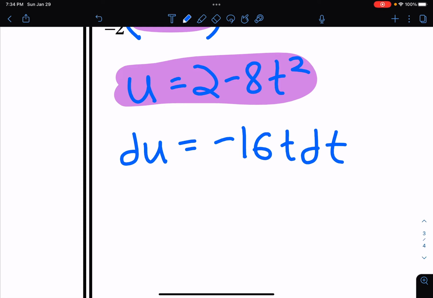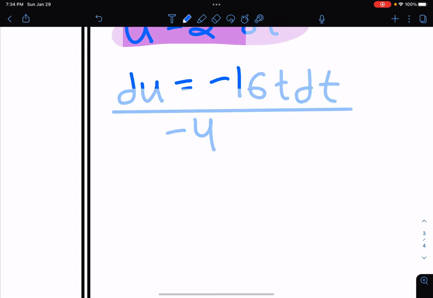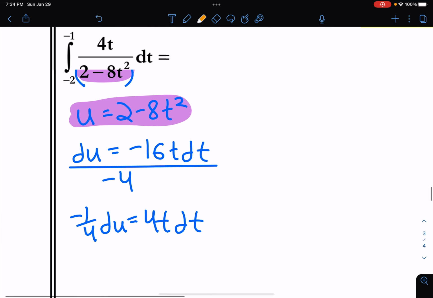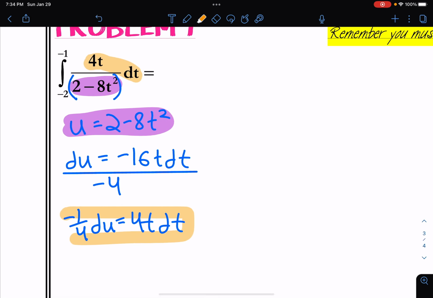Well, let me go ahead and not divide the whole thing. I don't need to divide by -16, right? I can just go ahead and divide it by -4. So I'll get -1/4 du equals, and now -16 over -4 gives me positive 4t dt, right? And now I can match what is in my integral.